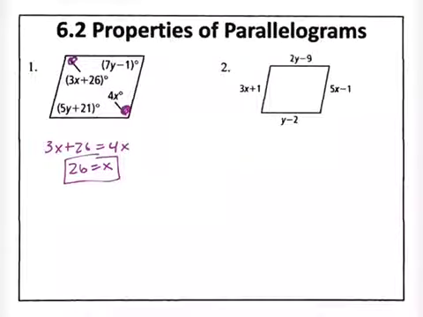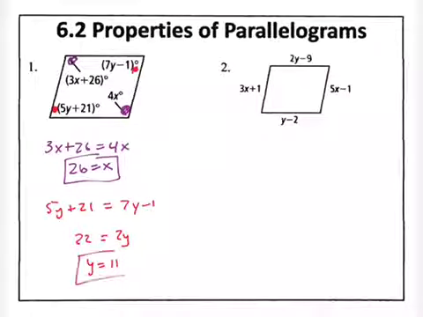Then to solve for y, we should recognize that this angle and this angle are opposite angles, so they're congruent. So we've got 5y plus 21 equals 7y minus 1. We'll subtract 5y over, we get 2y, add the 1 over, 2y equals 22, so in this case y equals 11.